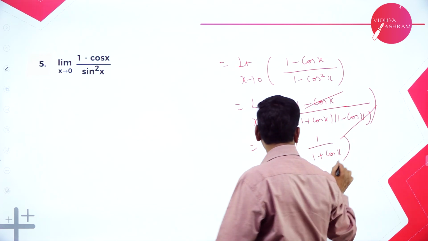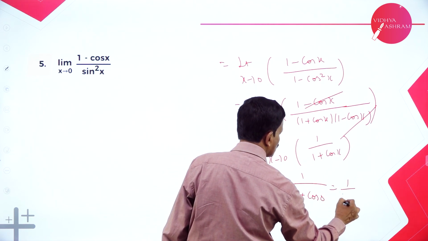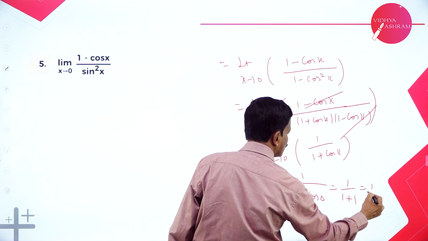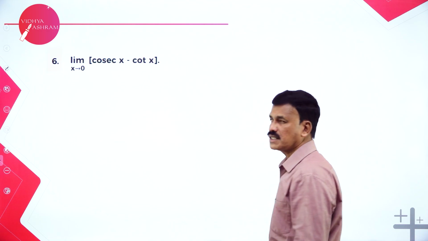Now put x is equal to 0. That is 1 divided by 1 plus cos 0. What is cos 0? Cos 0 is 1. 1 plus 1 is 2. 1 by 2 is the answer. That's it. Okay. Move on to the next problem.